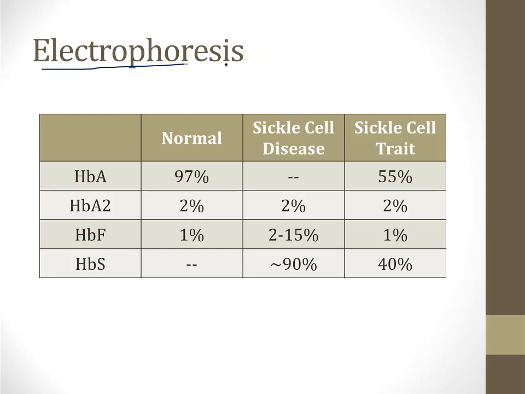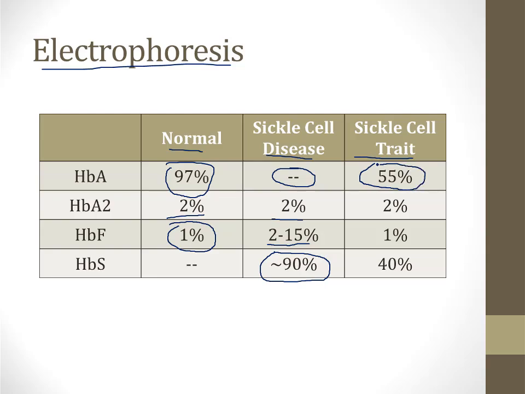This slide shows the electrophoresis patterns among patients with sickle cell disease and sickle cell trait. So normal adults have more than 95% of their hemoglobin as hemoglobin A. They have a small amount of hemoglobin A2, and usually 1% or less of adult hemoglobin is hemoglobin F. Patients with sickle cell disease completely lack hemoglobin A. They have a small amount of A2 and they have a variable amount of hemoglobin F. And the more hemoglobin F they have, the less symptomatic they will be. And then about 90% of their hemoglobin will be hemoglobin S. Patients with sickle cell trait have more than half their hemoglobin as hemoglobin A. Remember what I told you before.